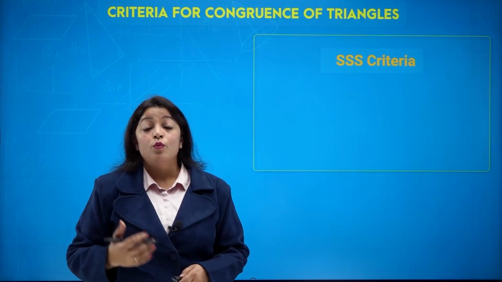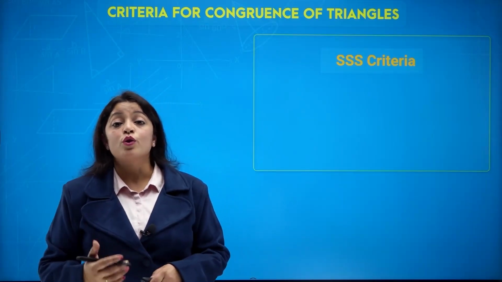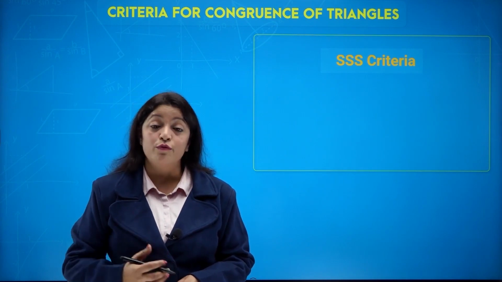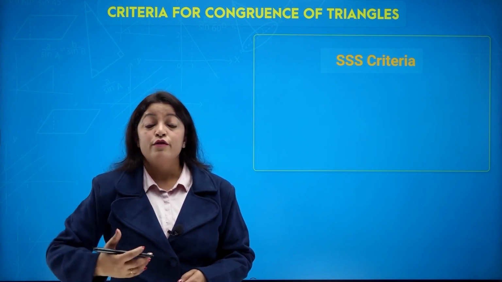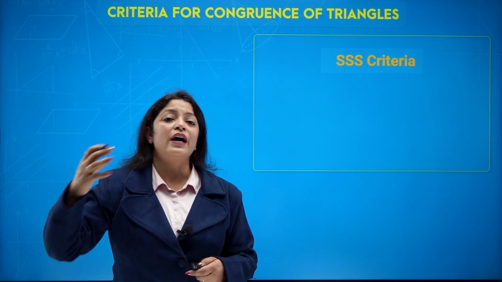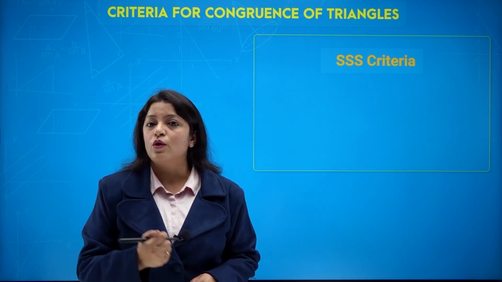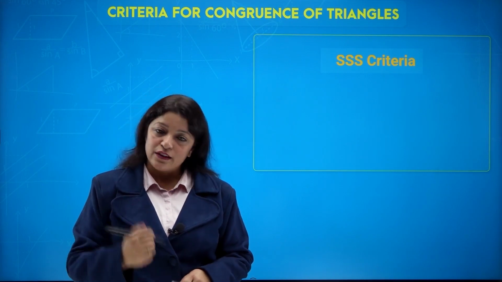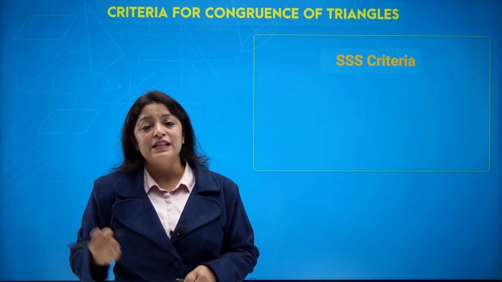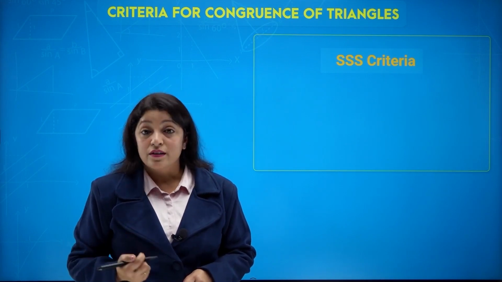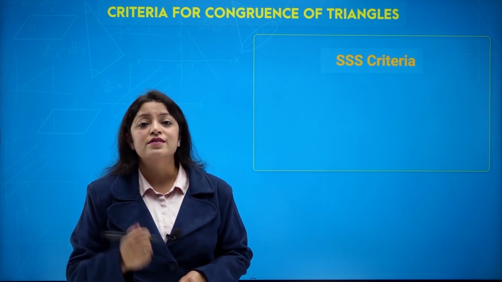Now, what are the various criteria for congruence of triangles? Obviously, there should be certain rules from which we can check, without actually superimposing the triangles one over the other, whether they are congruent or not. And the first criteria is SSS criteria.